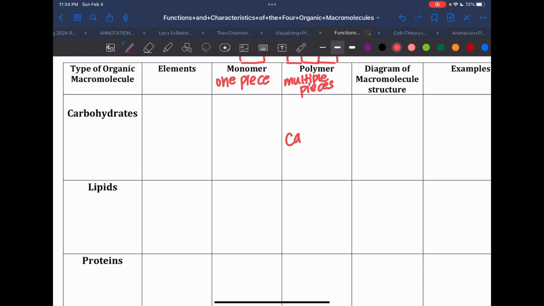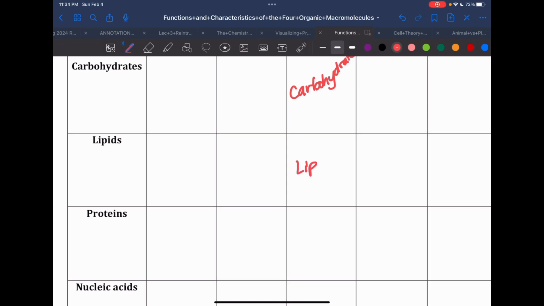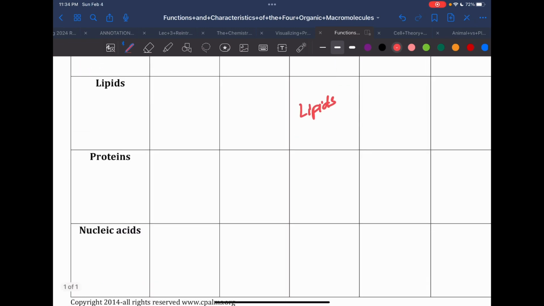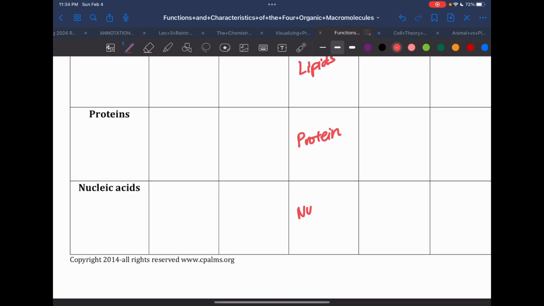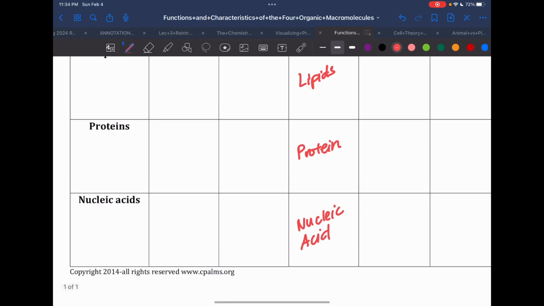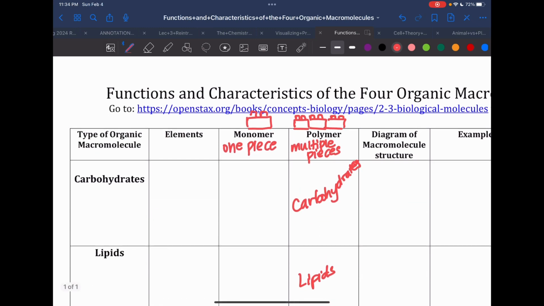So if you just go through and put these as the polymer, it's really just another name for a macromolecule, right? Just in case you're not aware, macro means big, right? So this is a very big molecule because it's made up of multiple pieces.